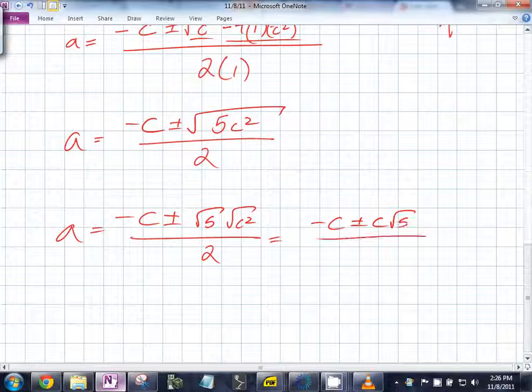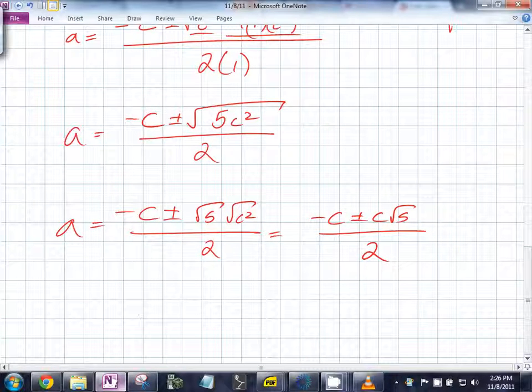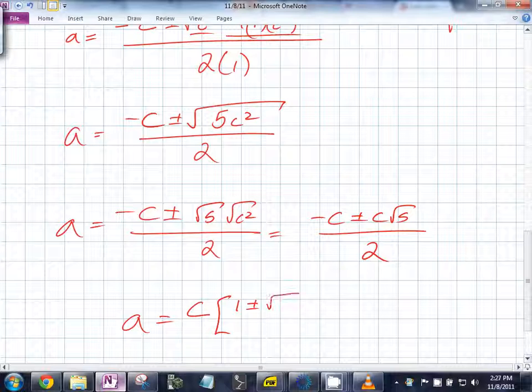And what can I factor out of the top? A c, yeah, exactly. So this is c times 1 plus or minus the square root of 5 all over what? 2. Do you agree with that? Now, we know that a has to be positive or negative. Does a have to be positive or negative? Positive, because it's a length, right?